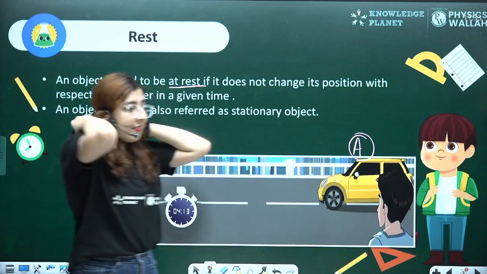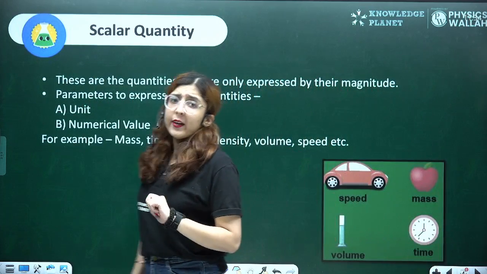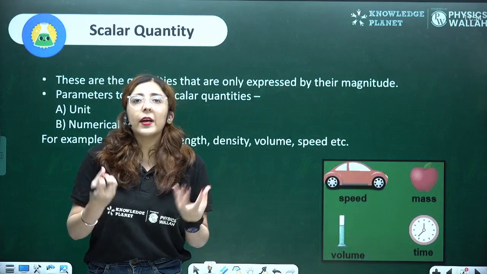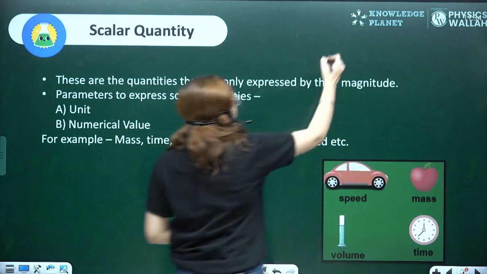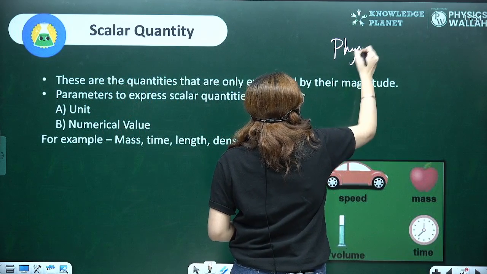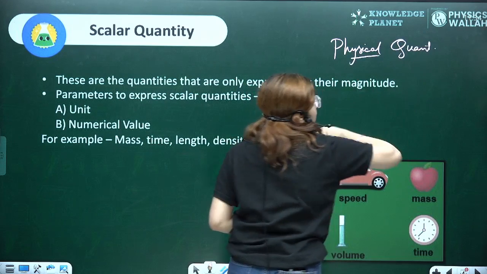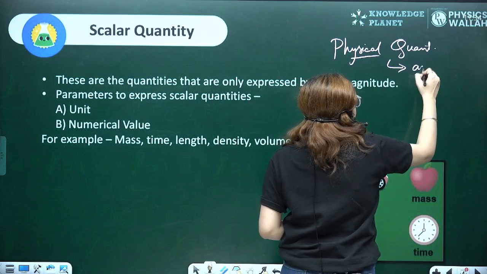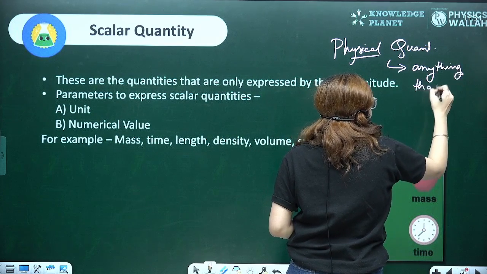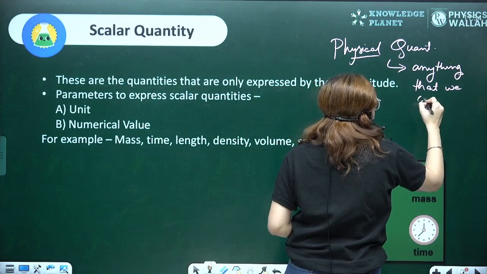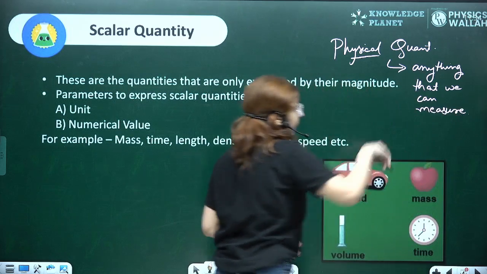Now we all are surrounded by some quantities. So we are going to talk about some quantities everyone. Anything that we can measure is a physical quantity. If I talk about physical quantity, it will be anything that we can measure. You can measure length, you can measure time, you can measure temperature. So yes, all these are physical quantities, anything that we can measure.